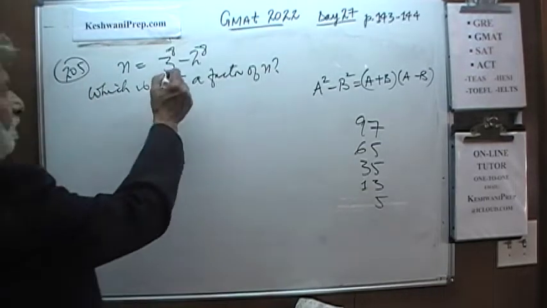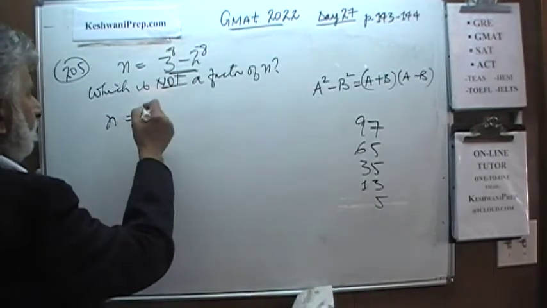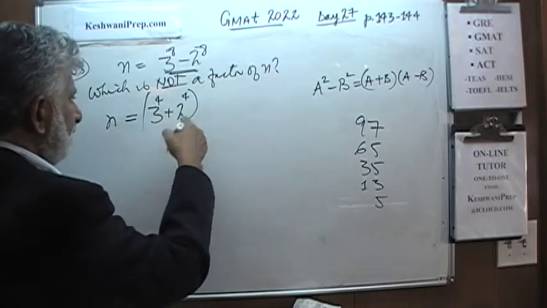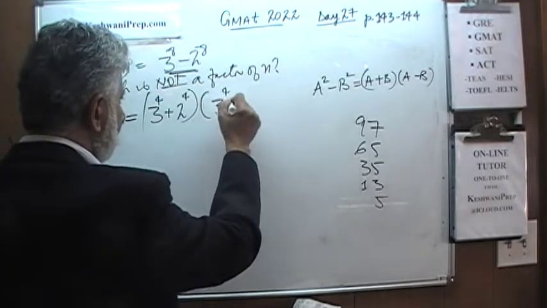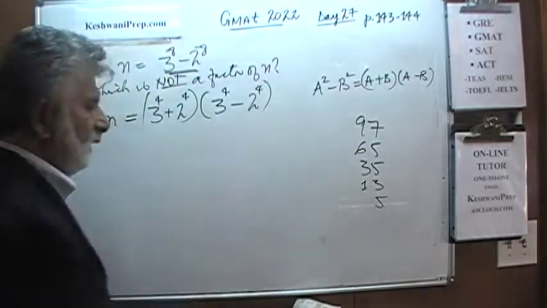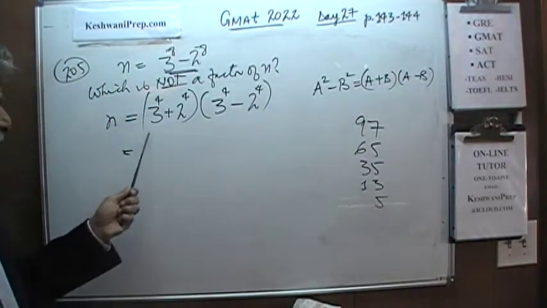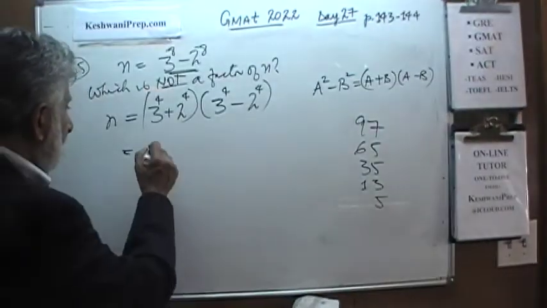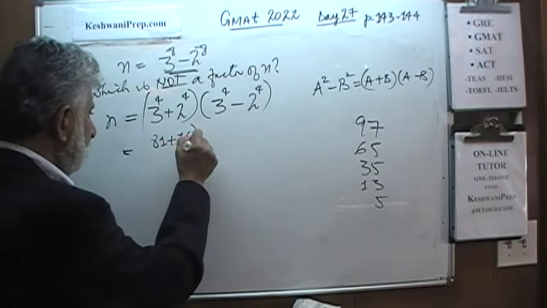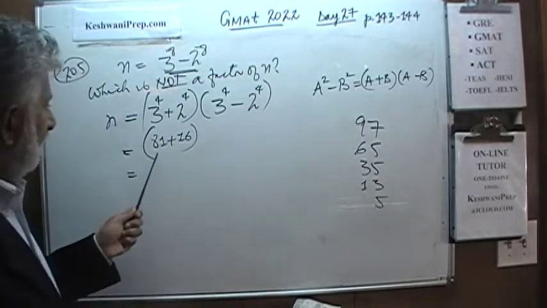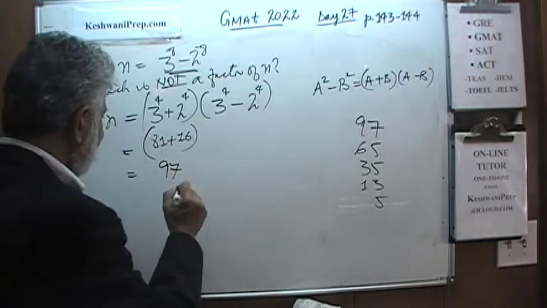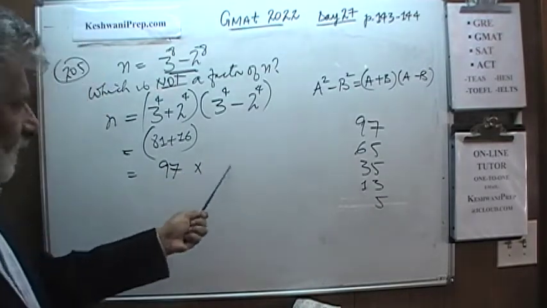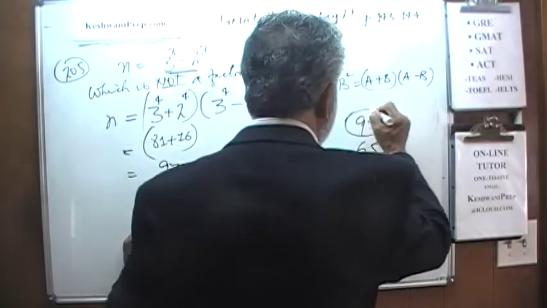So let's continue. This can be written as n is equal to 3 raised to 4 plus 2 raised to 4, that's your a plus b, times a minus b, 3 raised to 4 minus 2 raised to 4. Let's see what that gives us. 3 raised to 4 is the same as 3 squared times 3 squared, it's 9 times 9, that's 81. So it's 81 plus 16, that would be 97. Oh, there we go. We already know that n is equal to 97 times something, so 97 is a factor, so that works.